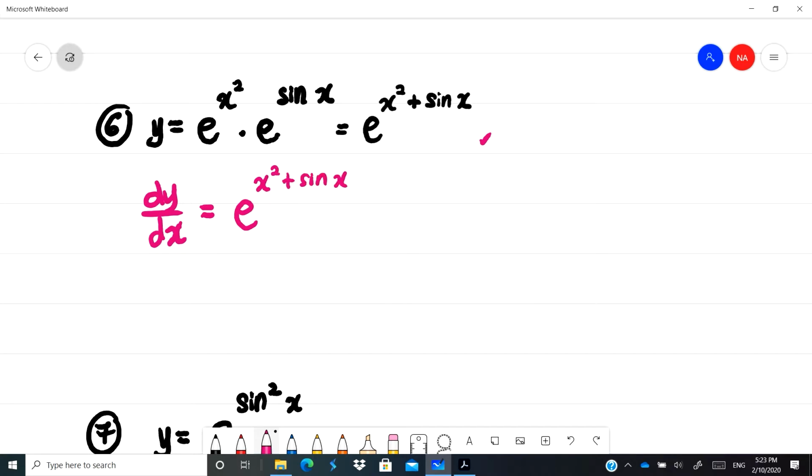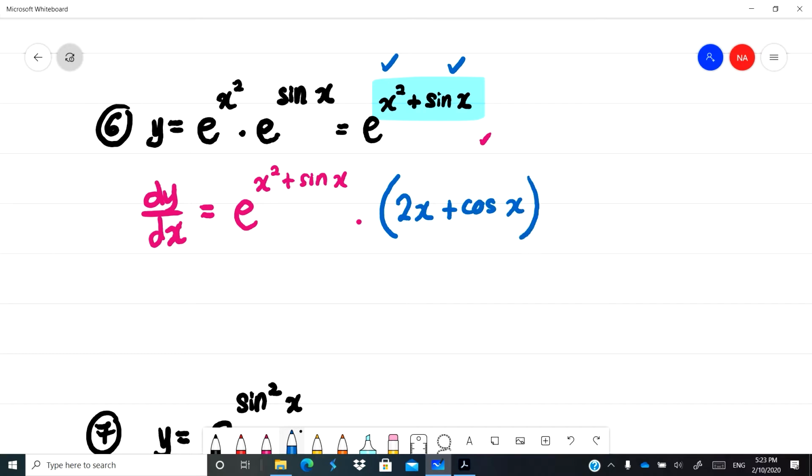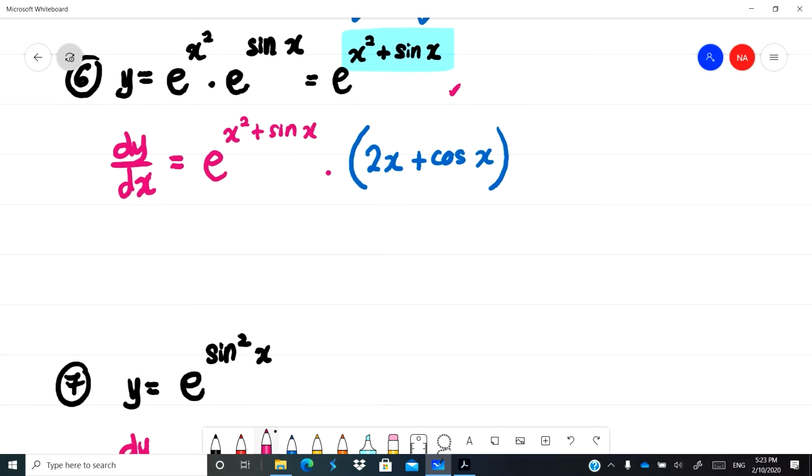So the next thing that you have to do is to differentiate the one at the index. So this, the whole thing here, put in a bracket. Differentiating x squared will give you 2x. Differentiating sine x, plus that, will give you cos x. So you may write that 2x, please put in the bracket, 2x plus cos x, and e to the power of x squared plus sine x.